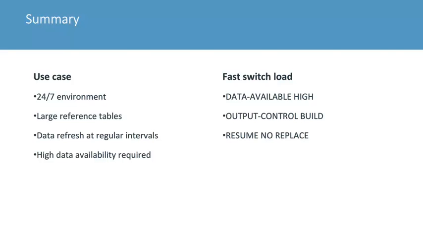In this video, you saw how to refresh a table while still allowing other users to view the table. This type of load is very useful for DBAs who work in a 24/7 environment and can't take objects offline to update them. We performed the fast switch by using the DATA AVAILABLE HIGH syntax option, which triggers the fast switch feature. We also specified OUTPUT CONTROL BUILD to load data directly into the table, and RESUME NO REPLACE to specify that we are replacing the entire contents of the table.